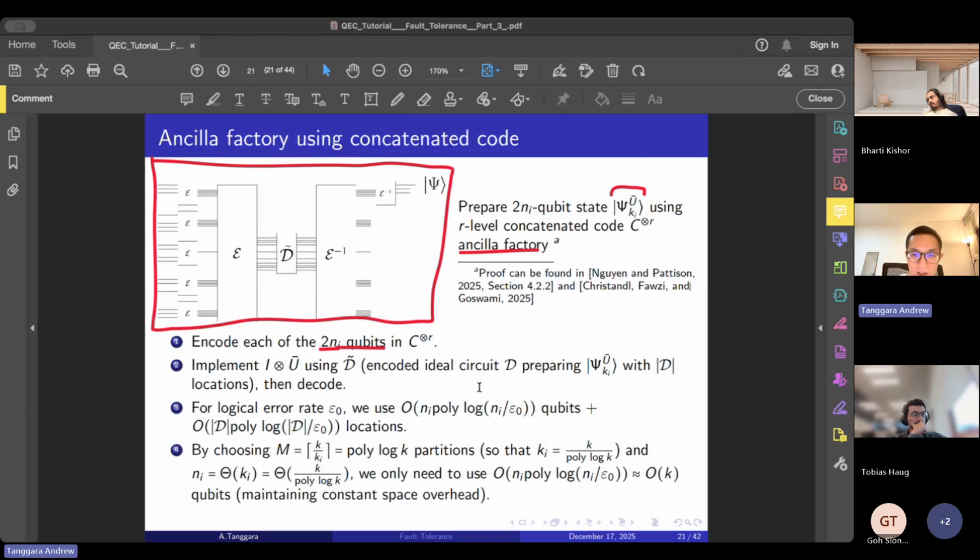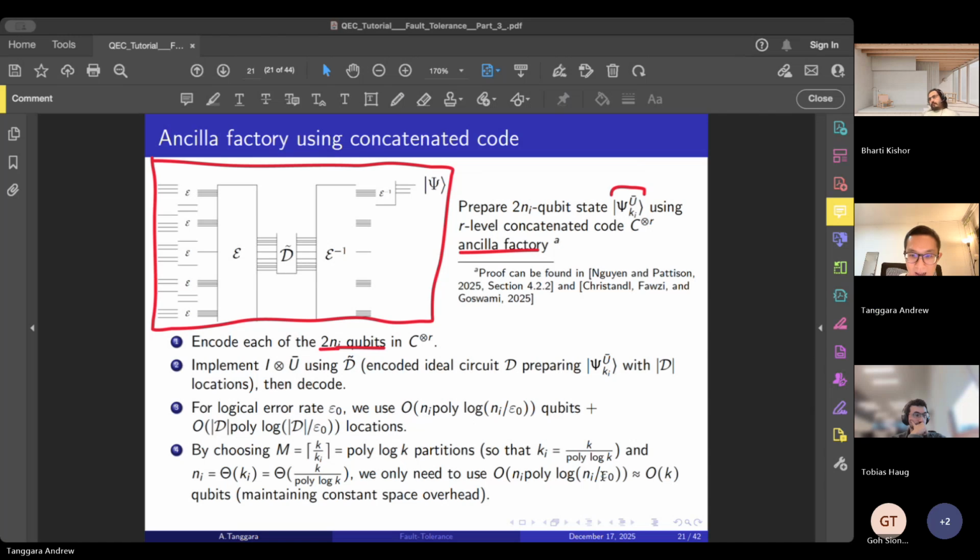What we need to pay for this is a polylog overhead from the concatenated code implementation. But later on I'll show you that it turns out to be fine, because we do a sequential circuit, so we only need to do this on a single gate at a time, because that's what we do in this protocol.